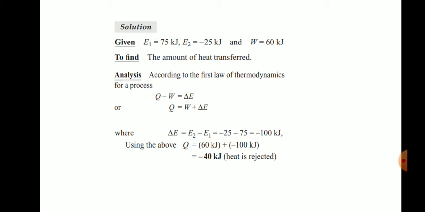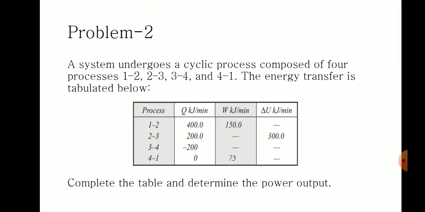This is a simple example of the first law of thermodynamics. Then we go to the second problem, which is a typical problem with a weightage of 12 marks. The problem: a system undergoes a cyclic process. Here the process is a cyclic process composed of four processes: 1 to 2, 2 to 3, 3 to 4 and 4 to 1. It shows the initial and final states are both 1, therefore the process is called a cyclic process.